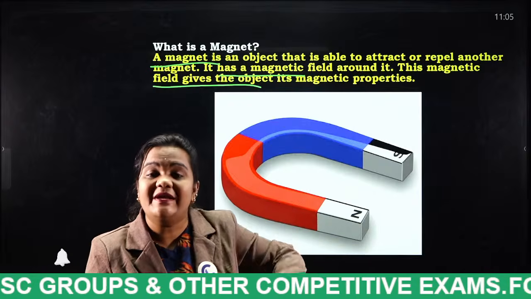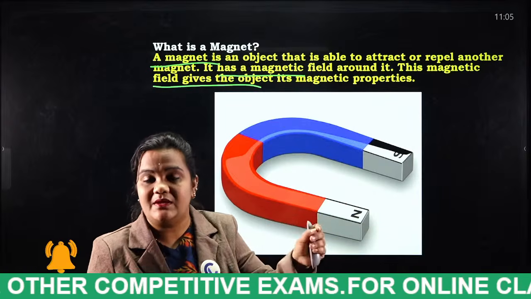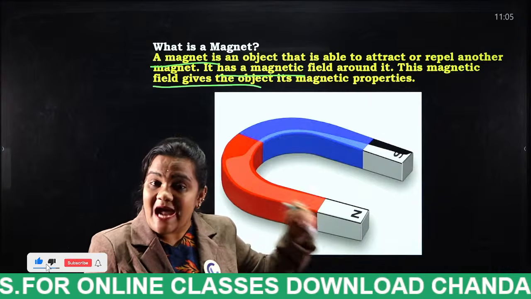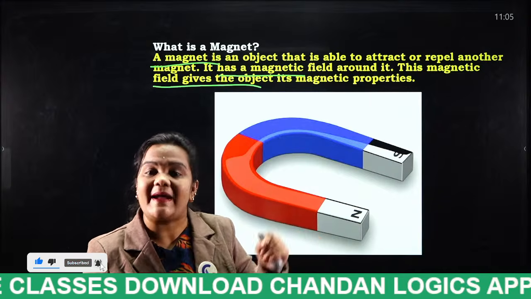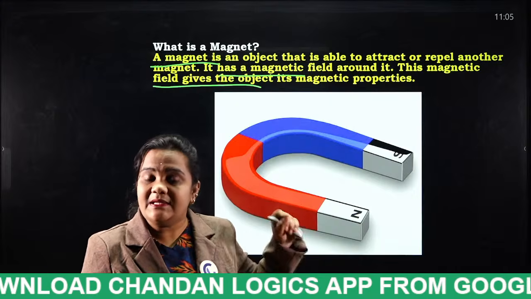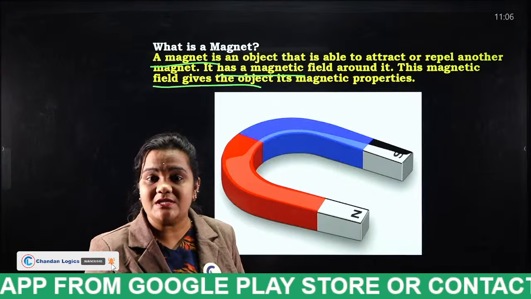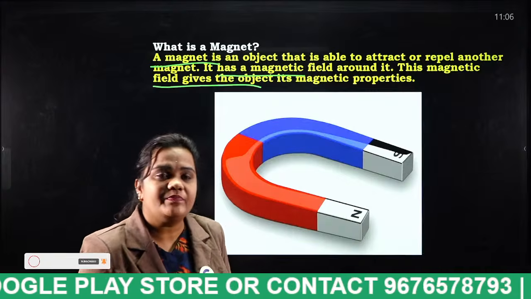The field which is surrounding that magnet is known as the magnetic field, and that magnetic field has the magnetic properties. In this session we are going to discuss in detail, students. So each and every student, listen properly.